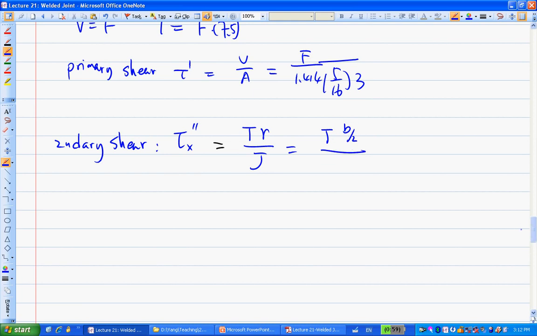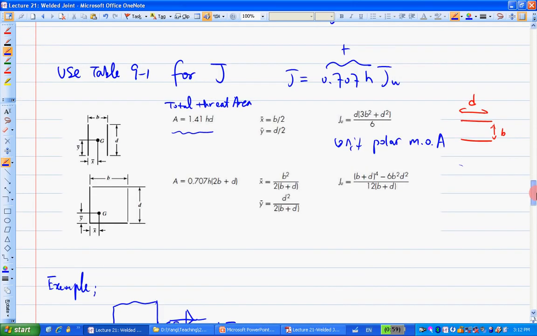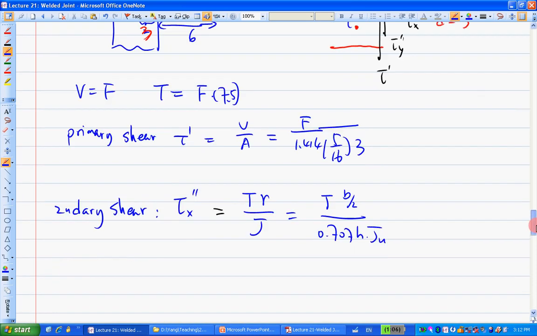Now what is the J? 0.707 H times JU. And what is JU? Here. That's how you use the table here, okay? So then in the table here, substitute the D and B property. So D is 3, B is 2. Okay, so you can do a calculation yourself, right?